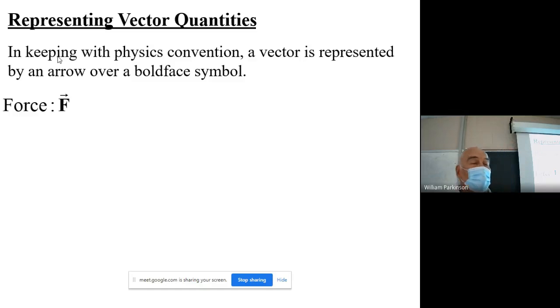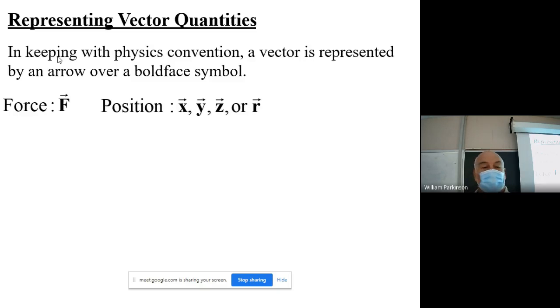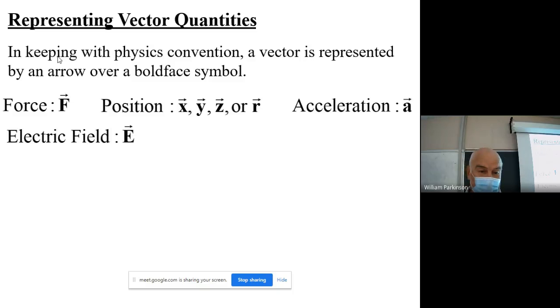And to completely describe a situation, you better have both quantities. Okay, so here's just some examples of positions on a Cartesian scale, x, y, z, or a radial distance r. Acceleration vector could be written with an A with a little hat on it, and things of that sort.